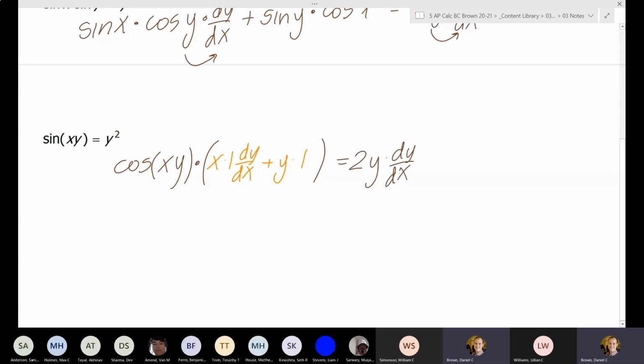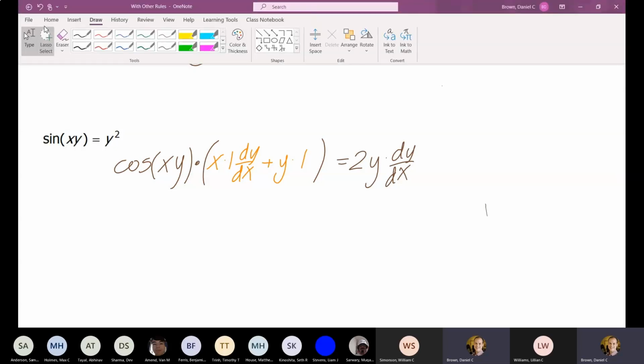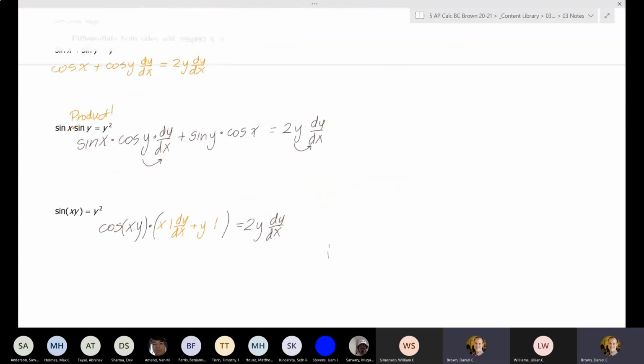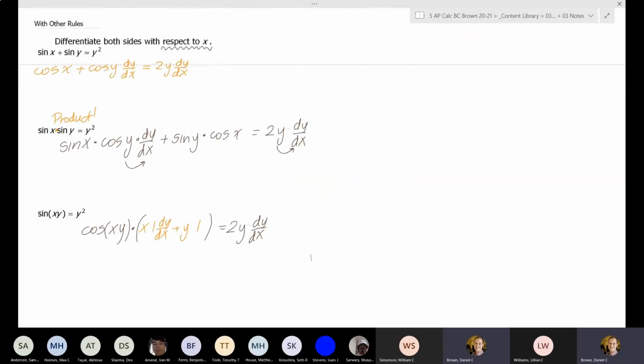Again, you can simplify those. Usually these problems have a lot of algebra in them. But does anyone have any questions on those three problems?